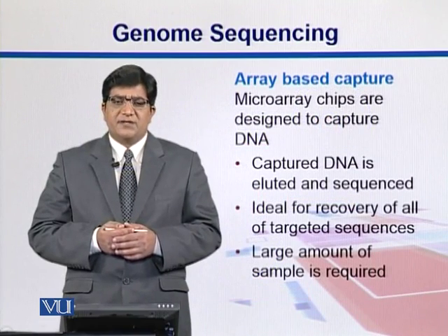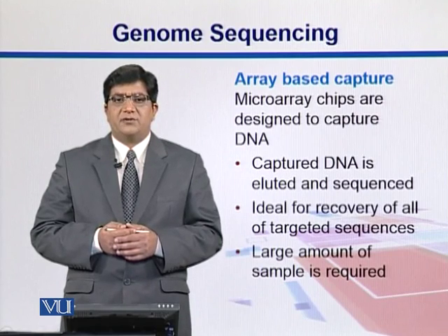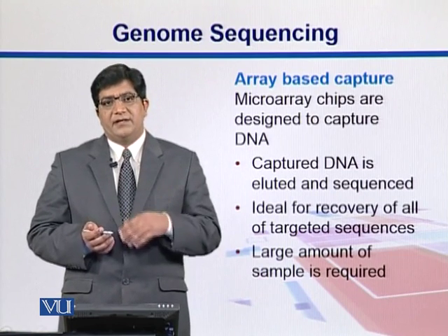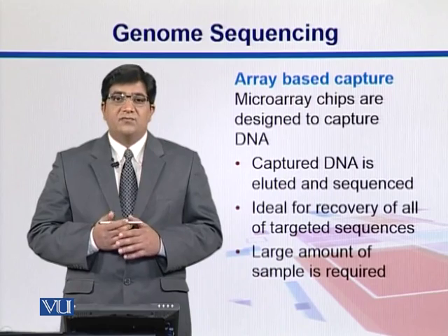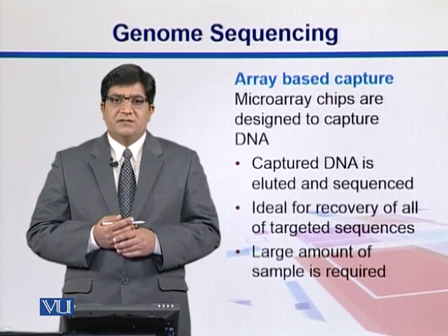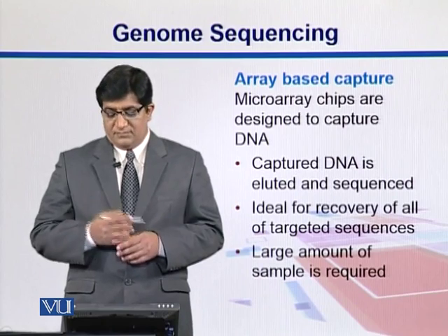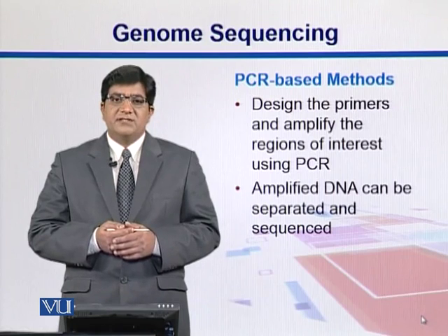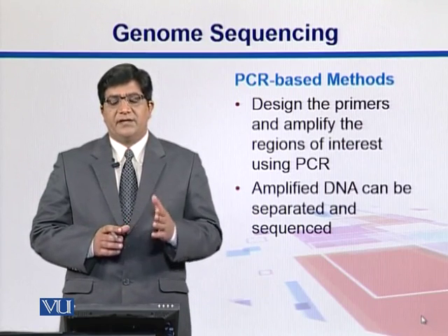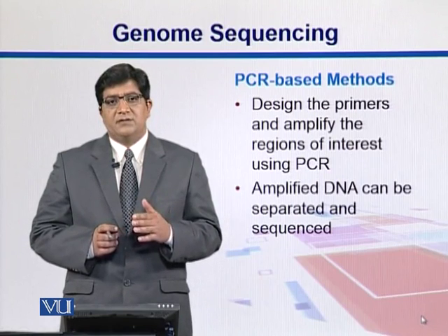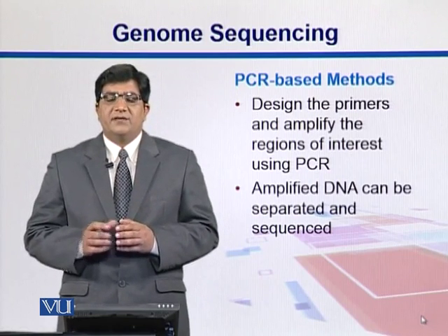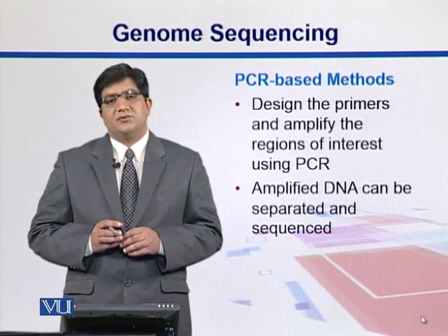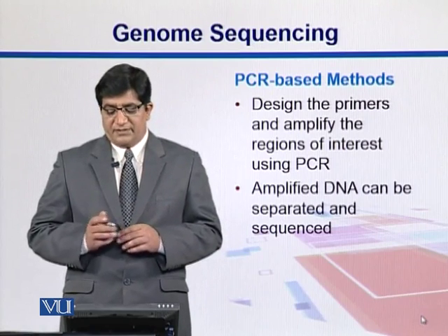We can also design special microarrays, and with the help of those microarrays, we can capture our genes of interest. We can capture DNA, and then that DNA can be extracted. It is good for recovery of all targeted genes, but the drawback is that we need a large amount of sample. In PCR-based methods, we design specific primers against the genes of interest, and then we amplify those regions. Once we amplify those regions, we can get those fragments out and submit them for sequencing.